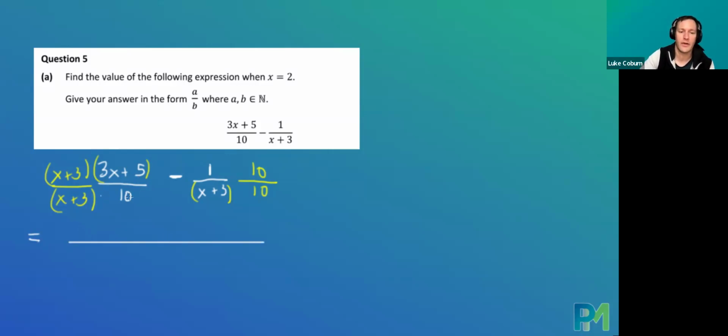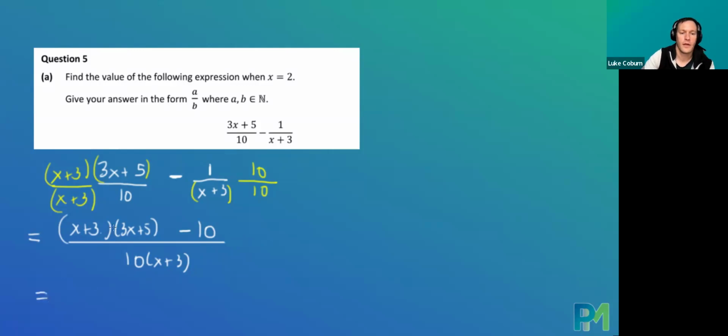Okay, we have the same denominator, 10 times x plus 3. So let's combine it into one fraction, and then we have x plus 3 times 3x plus 5, and we have minus 1 times 10, as I was saying. That's how we handle those ones. Okay, brilliant. Okay, so now we need to multiply things out on the top line and simplify.